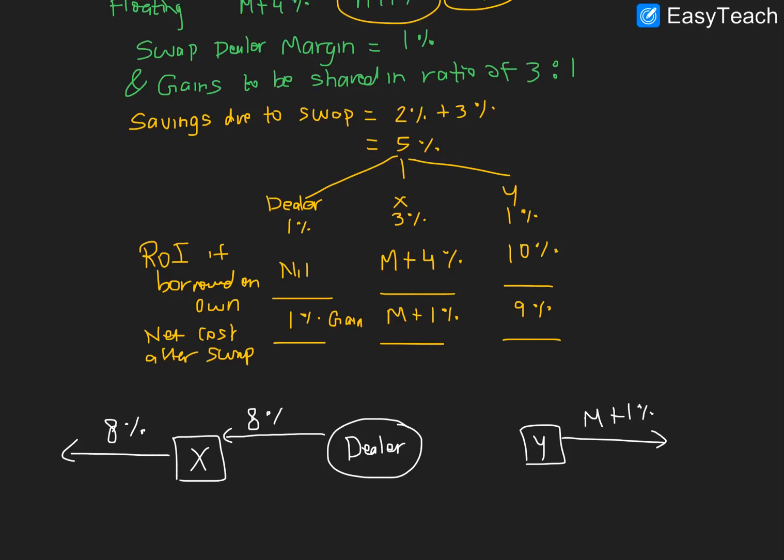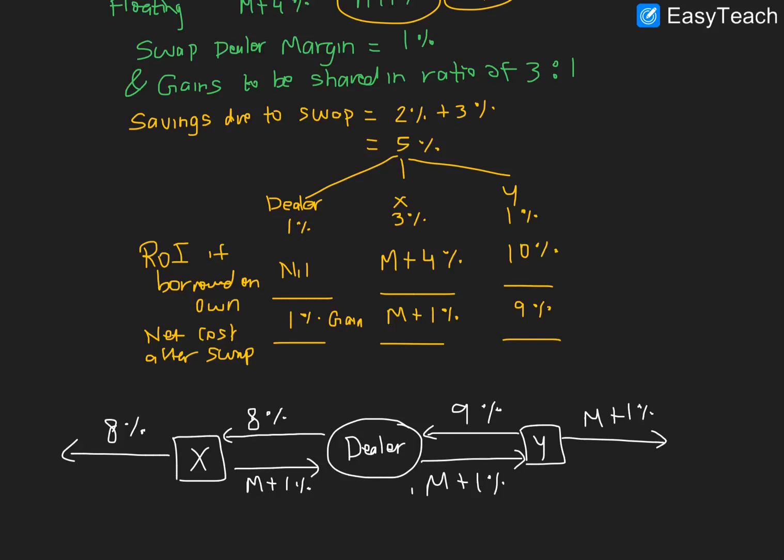Refinance this 8% that I'm paying, and in exchange, as we have agreed, my cost should be MIBOR plus 1%. So I will pay you MIBOR plus 1%. Whereas with regards to Y, Y will ask the dealer, hey dealer, listen, my cost should be 9%, so I'm going to pay you 9%, and you finance fully my MIBOR plus 1%.